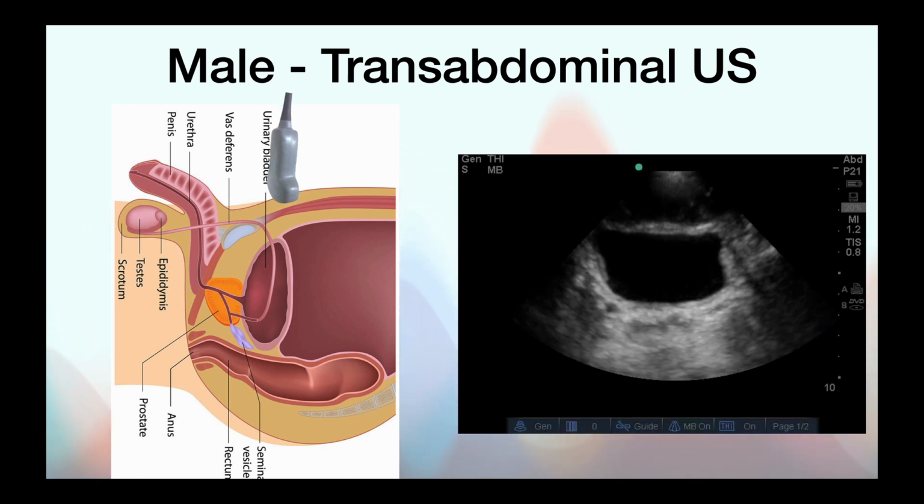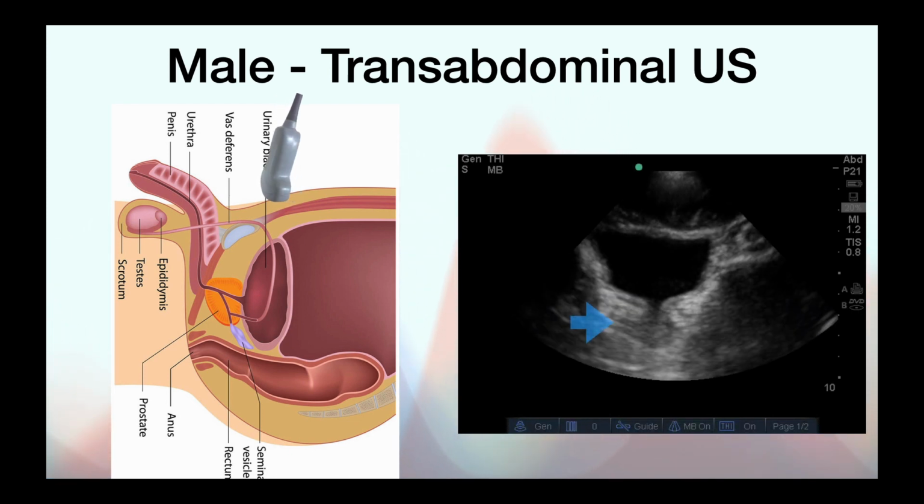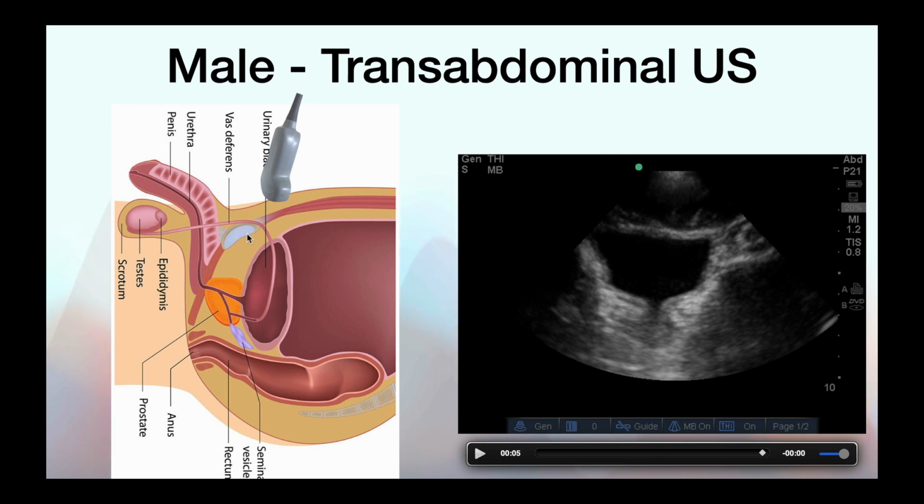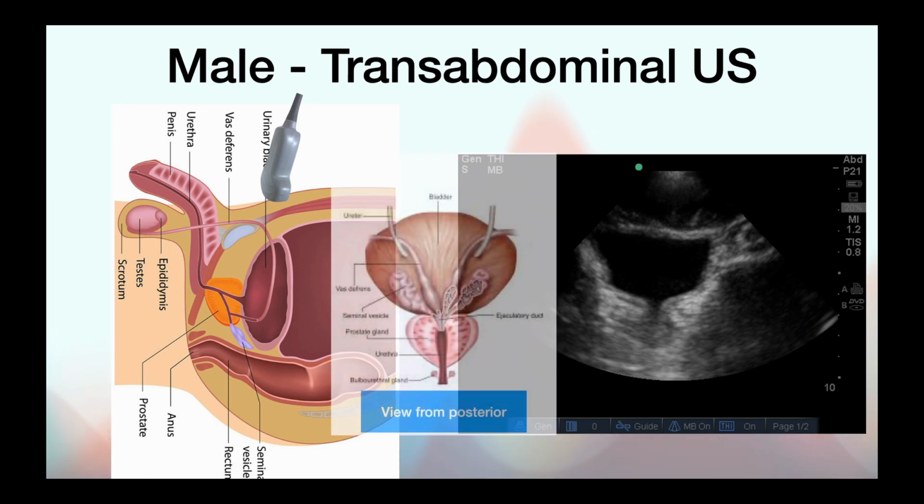As you tilt more inferiorly, you will see the prostate, this small structure here. Note that the pubic symphysis inferiorly and bowel gas superiorly limit your ability to completely visualize the prostate, and that you really need a full bladder as an acoustic window.